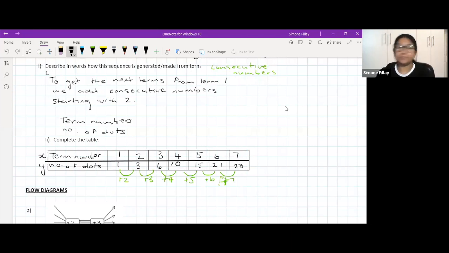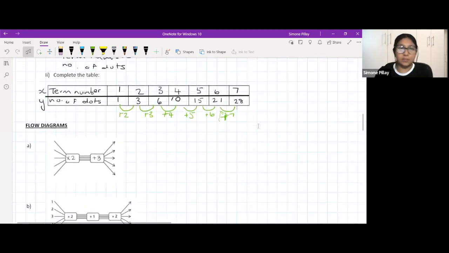Well done. So this is now representing my relationship with my term number and my number of dots in a table. Do we all understand? Are we all with me? Please let me know, you guys. Put an emoji in the chat if you are with us. Raise your hand if you have a question before I move on to flow diagrams. Great, I see a thumbs up. I'm not seeing any hands.